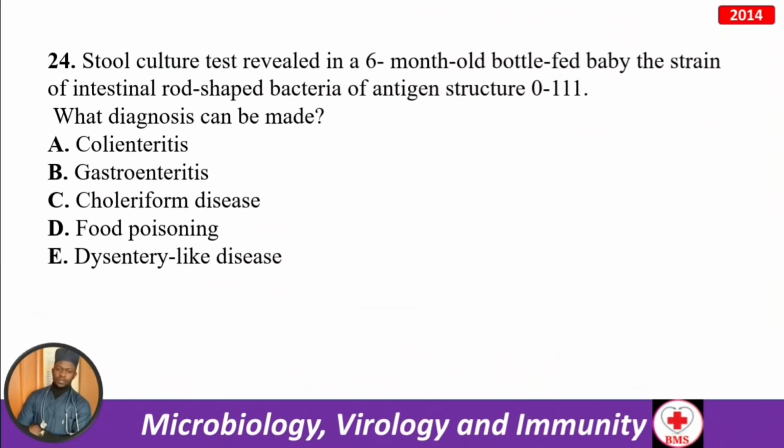Stool culture test revealed in a 6-month-old bottle-fed baby the strain of intestinal rod-shaped bacteria of antigen O111. O111 is E. coli. All right. What diagnosis can be made? Coli-enteritis. Right. It is just a strain of E. coli. All right.